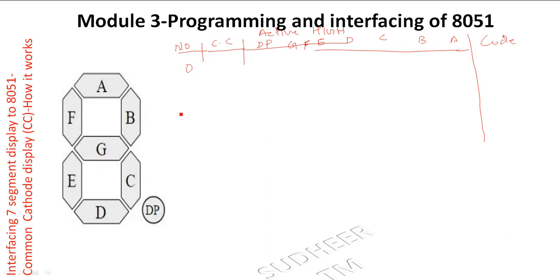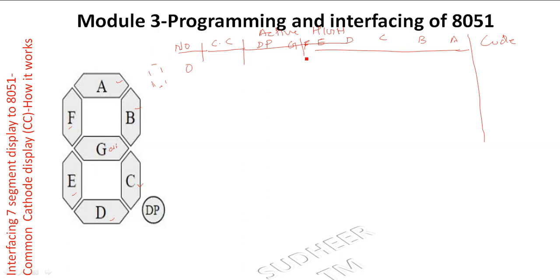I will be showing one or two codes. If you want to show the number 0, which LEDs must we turn on? A should be turned on, B on, C on, D on, E on, F on, and G is off. This must be off to show the number 0. To show the number 0, it looks like this. So A, B, C, D, E, F are on, and G is off.